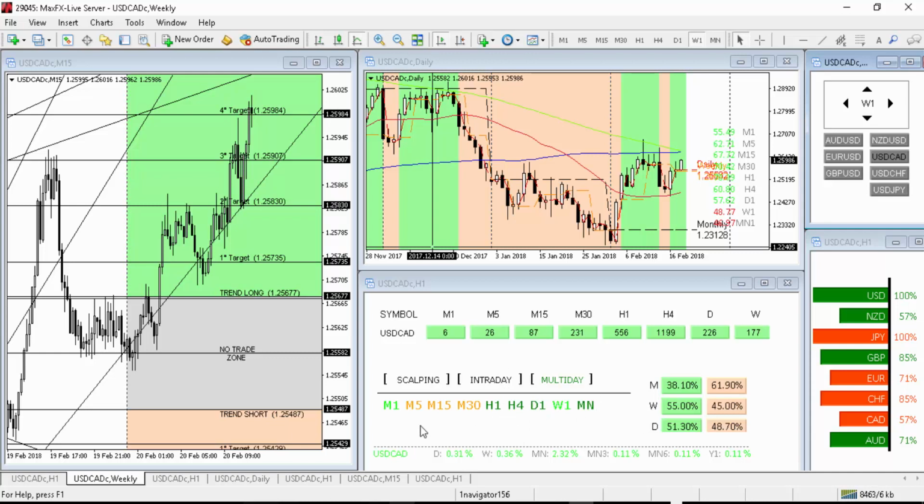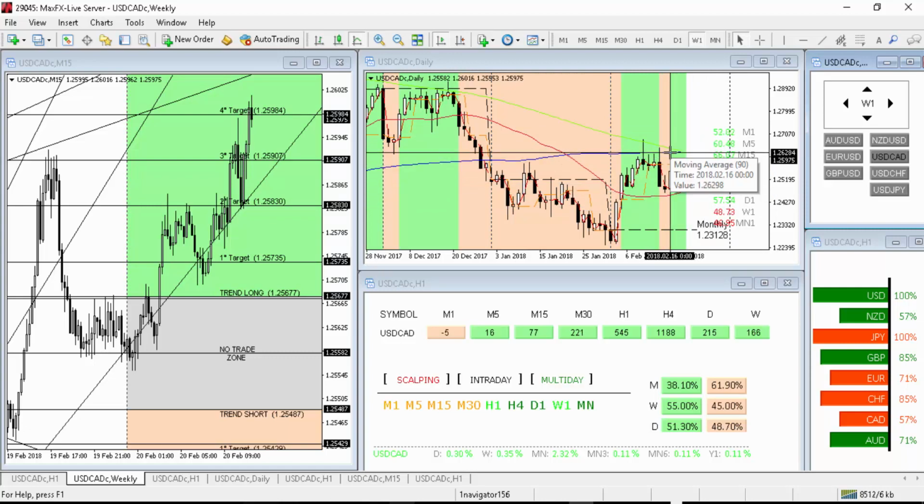We have a bullish percentage confluence up to the yearly level, a 57% short Canadian dollar against 100% long US dollar. So with an RSI above 50 up to the daily time frame, we may have a continuation to the upside toward the quarterly moving average.